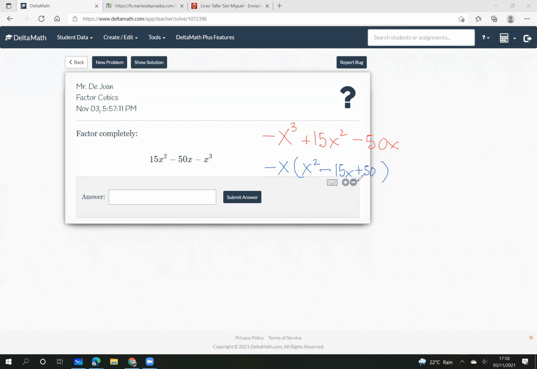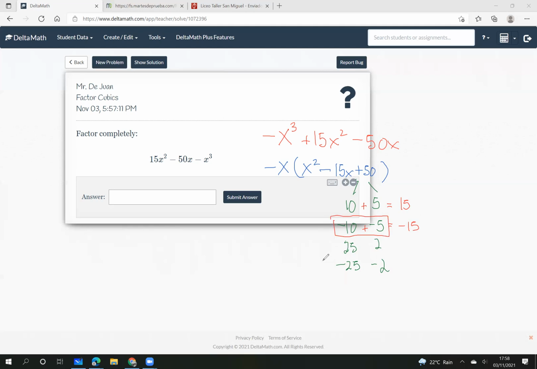Ahora estamos buscando los múltiplos de 50. ¿Qué tenemos? Bueno, tenemos 10 y 5, negativo 10, negativo 5. Tenemos... ya mi cabeza me paró. 25 con 2, negativo 25 con negativo 2. Y estamos buscando la opción que nos dé, ¿qué número? Negativo 15. 10 más 5 es 15. Negativo 10 más negativo 5 es negativo 15. ¿Qué es el número que estoy buscando? Negativo 15. Toma ya.